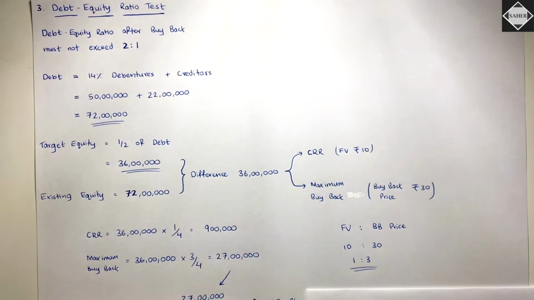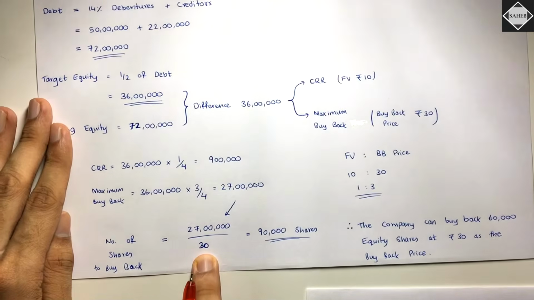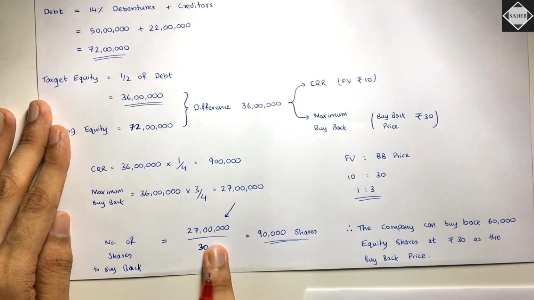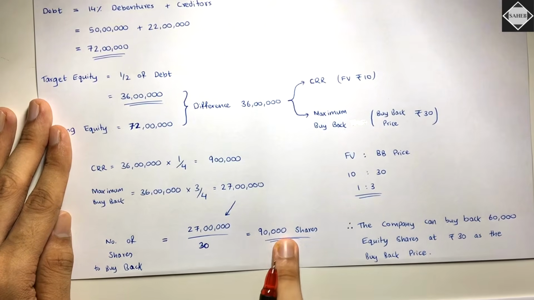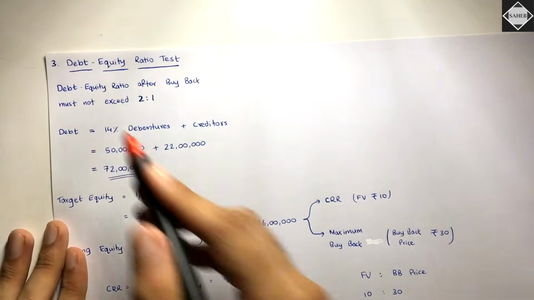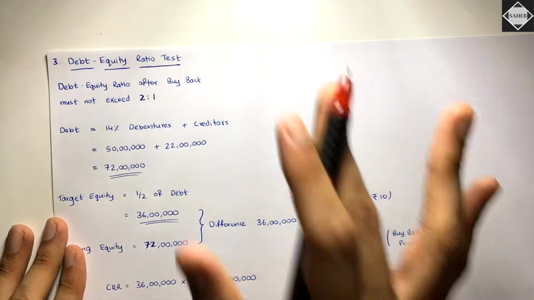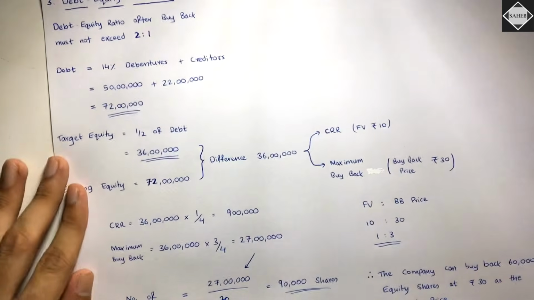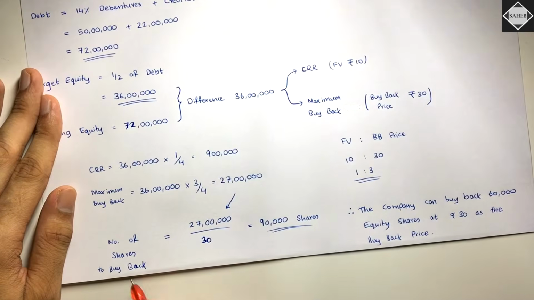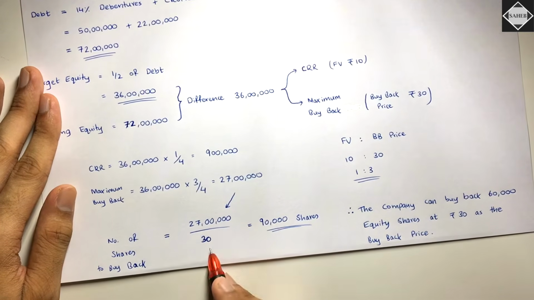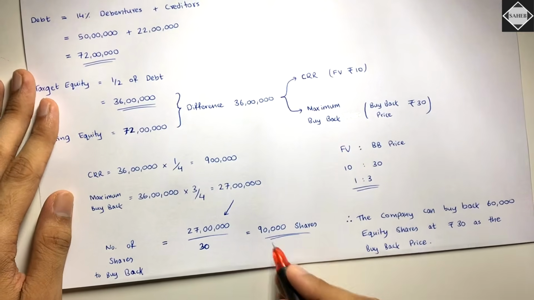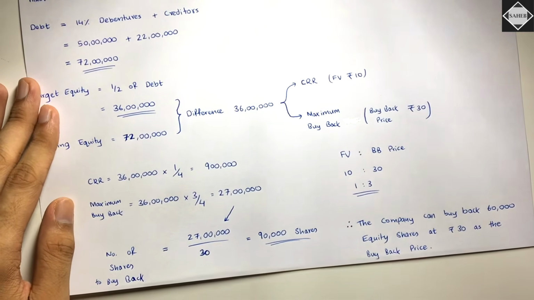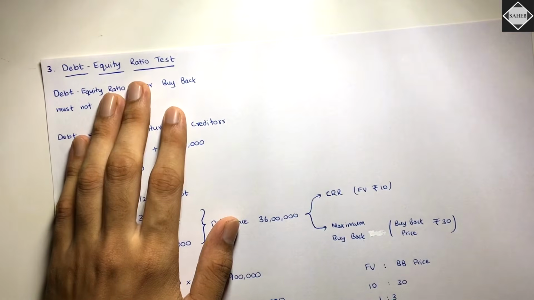So take this 27 lakh and divide that by the buyback price. You will get the maximum number of shares that you can buy back according to debt equity ratio test. Don't worry, I'm going to go through this again. It's really simple. So number of shares to buy back, 27 lakh divided by 30, that's equal to 90,000 shares. Okay, so 90,000 shares is the maximum shares that you can buy back according to debt equity ratio test.